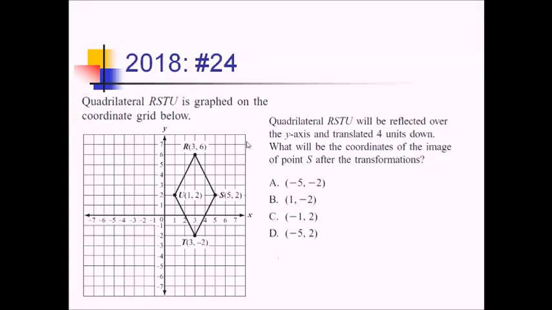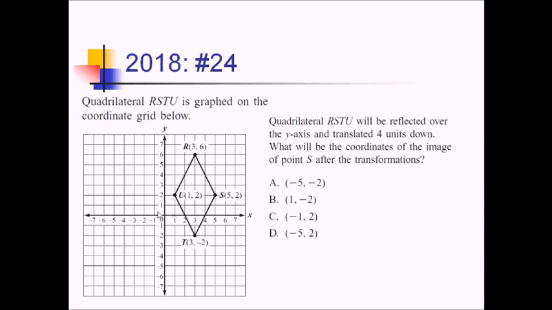For number 24, we have a quadrilateral graphed in the grid below. And they're saying that this quadrilateral is going to be reflected over the y-axis and translated 4 units down. They want the coordinate of the image of point S after these transformations. So there's a few ways to do transformations. You could actually do it all algebraically. In this case, to reflect over the y-axis, you would have to negate all the x values, and then to translate it 4 units down, you would have to subtract 4 from all the y values. That's one way to do it.